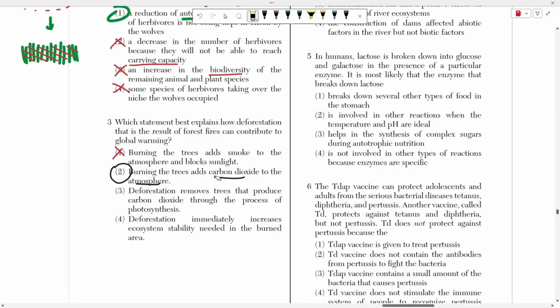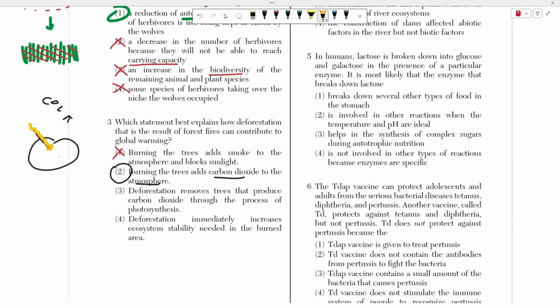But if you're releasing carbon dioxide, which is a greenhouse gas, into the environment, you're making the environment hotter. That's what happens, right? Burning is a combustion reaction, so it's releasing CO2. That CO2 gets trapped inside of our atmosphere and pretty much keeps the rays of the sun.